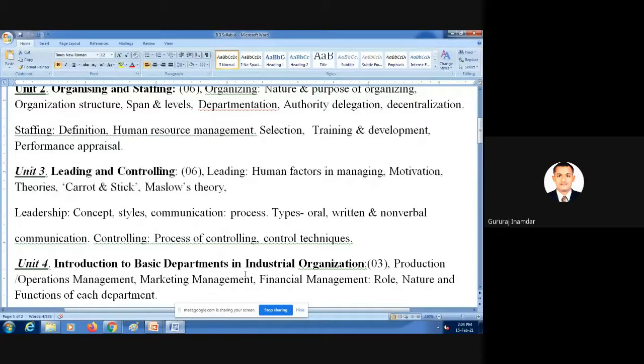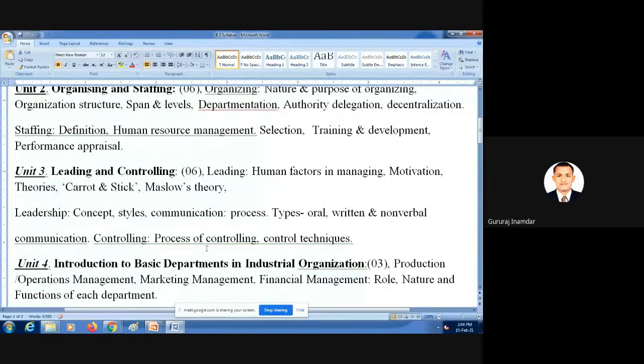In that, also leadership: in the leadership concept, styles, and communication skills. Oral, written, and non-verbal communication. We will see it in detail in this chapter, how to speak with the employee. Now we have to follow different factors while working in industry.